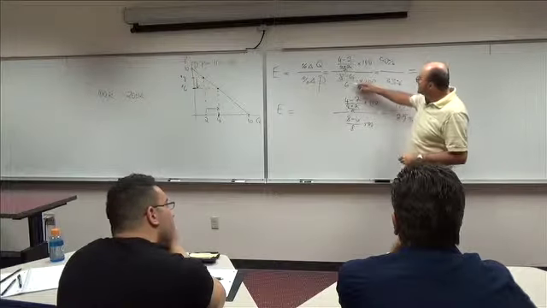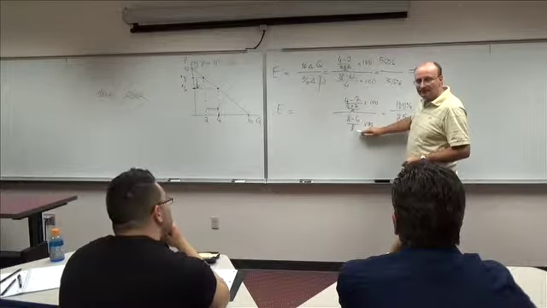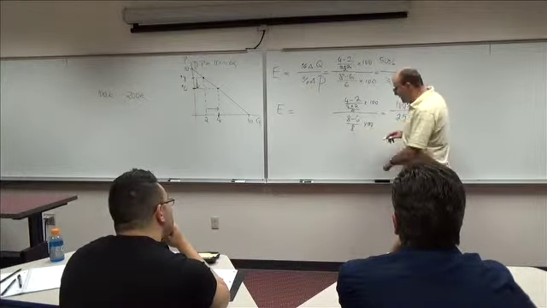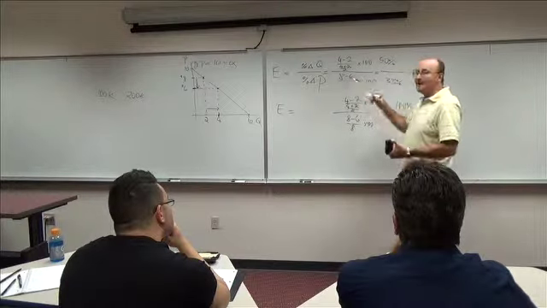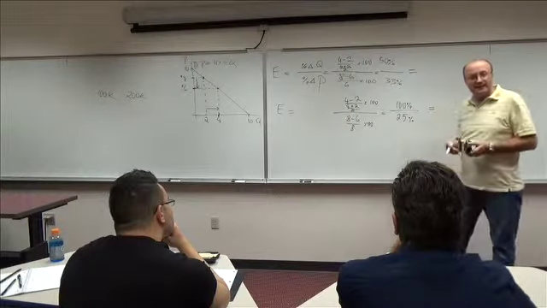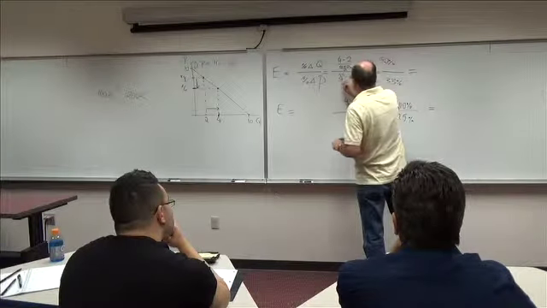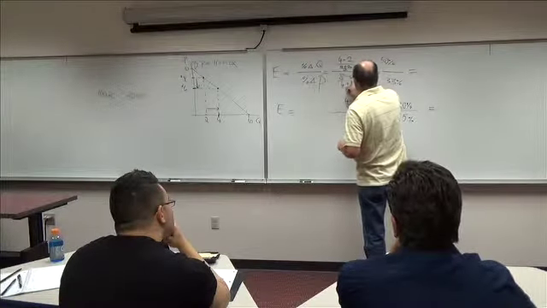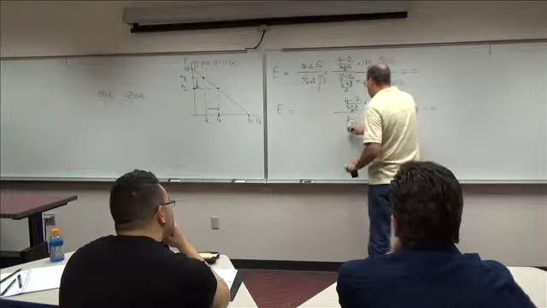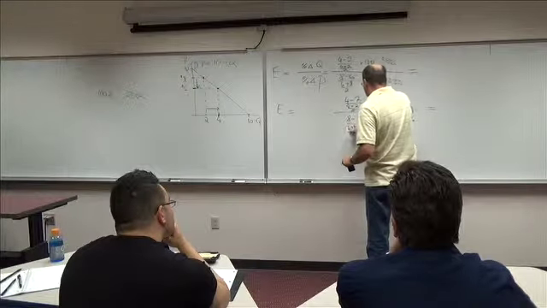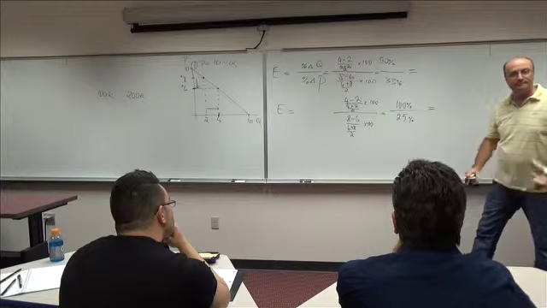How about instead of using 6 or 8 in the denominator, we use the average of 6 and 8. How do you find the average of 6 and 8? 6 plus 8 divided by 2. Right?